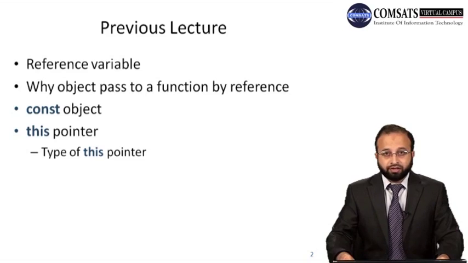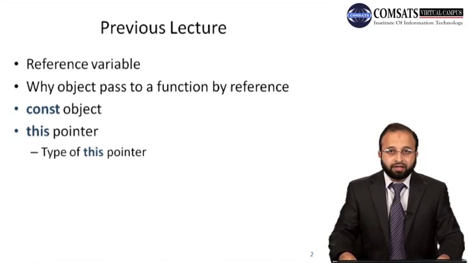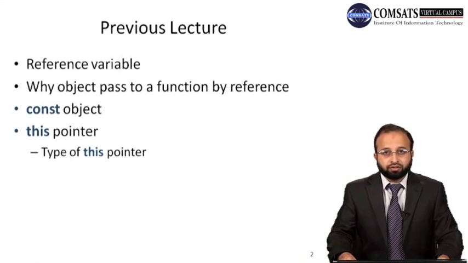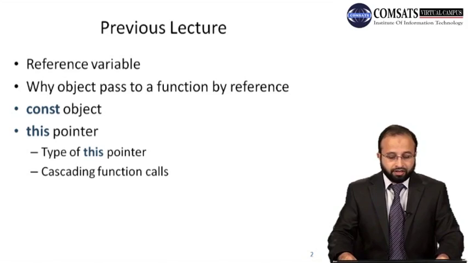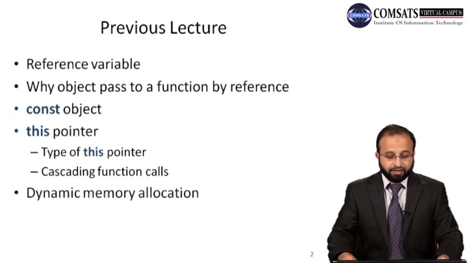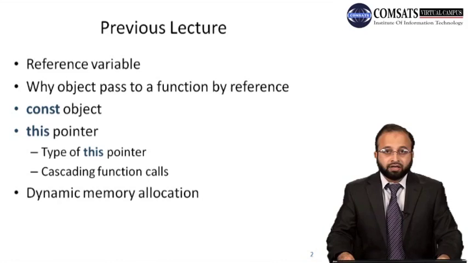And if the object is a constant object, for example, we create a constant object noon of the time class, then the type of this pointer for that object would be const time * const. This means that it is a constant pointer and it is pointing to a time object which is also constant. Then we have seen how we can do a cascading function call in a single statement. Then dynamic memory allocation using the new and delete operators and the benefit of dynamic memory allocation. And then we have seen what is the benefit we are getting from the destructor.